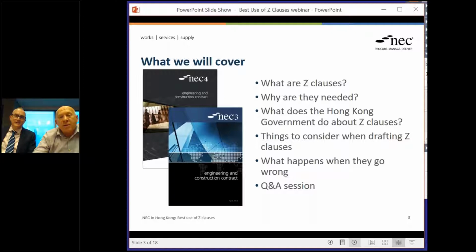The two contracts on the screen, the NEC 4 Engineering and Construction Contract and the NEC 3 Engineering and Construction Contract, it doesn't really matter. This discussion isn't really based on NEC 4 or NEC 3. The focus is engineering construction contracts, and talking about Z clauses in the context of a construction contract rather than a professional services contract, for example. Any questions you have on any Z clause to do with any of the NEC contracts, we'll happily have a go at that.